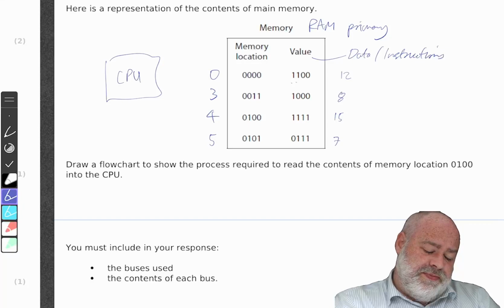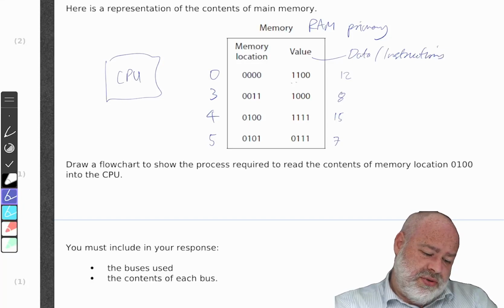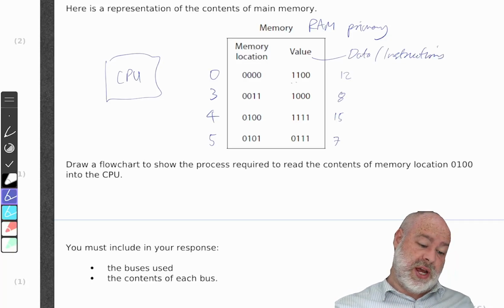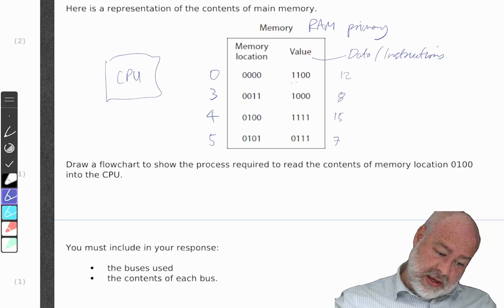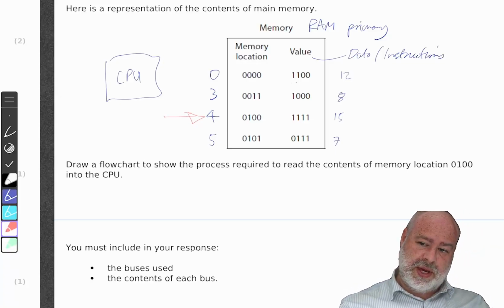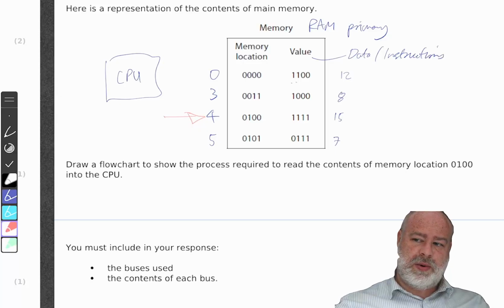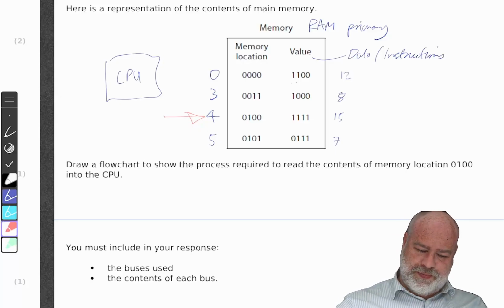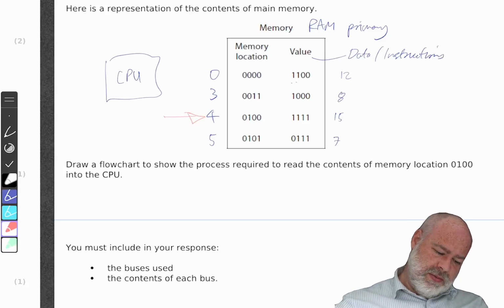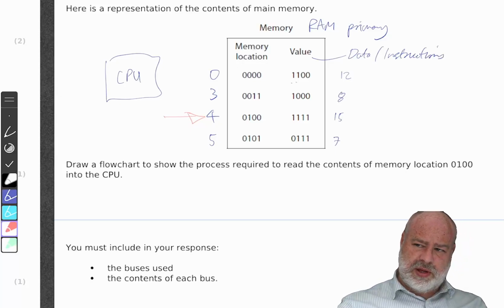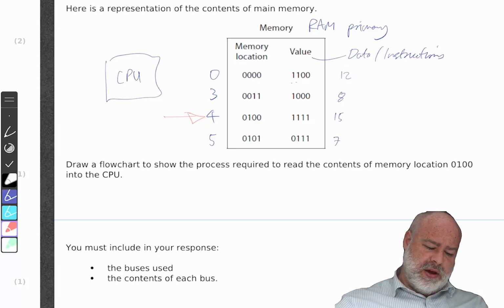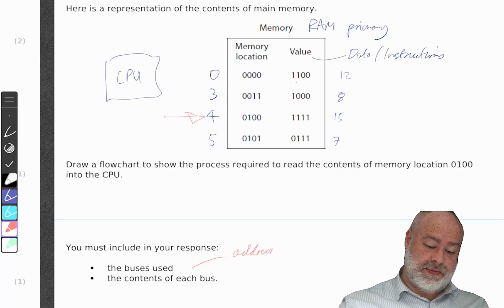Just converting them. Draw a flowchart to show the process required to read the contents of memory location. Okay, so it wants you to look at this one here into the CPU. So how are we going to read that memory location? You must include in your response the buses used. Fine. So what I would do here, I'm going to write down the 3 buses.